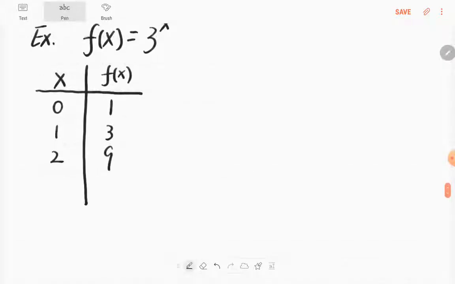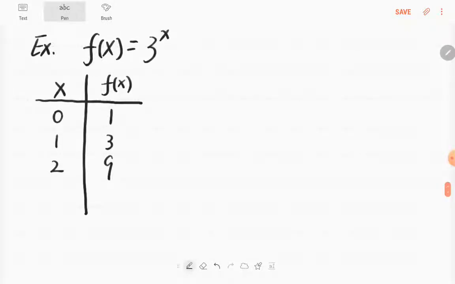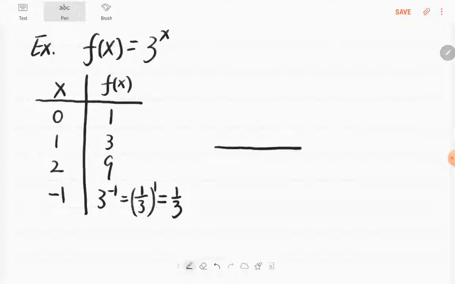Okay, so let's take some negative numbers. If x equals negative 1, this would be 3 to the negative 1. We just know the rule, right? It's equal to 1 over 3 to the 1, which is equal to 1 over 3. Okay, so we use these points to try to plot this function.